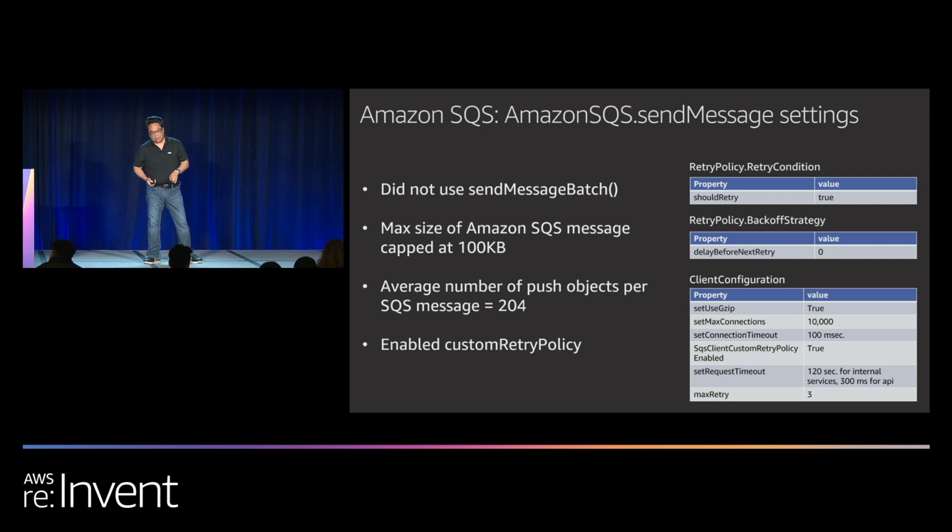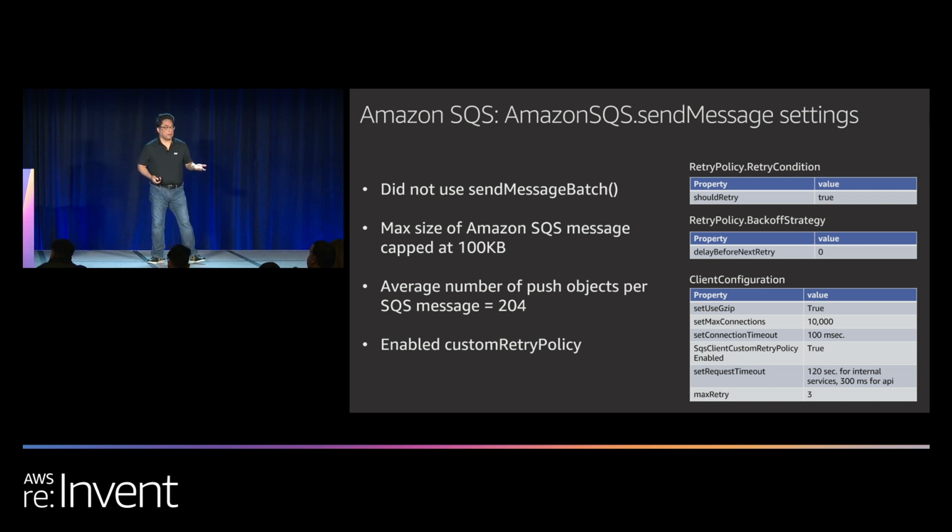Some facts and figures on Amazon SQS .send message. We did not use the send message batch. We were happy with send message. The maximum size for our Amazon SQS message was capped at 100 kilobytes. That's around 200 to 300 device objects.